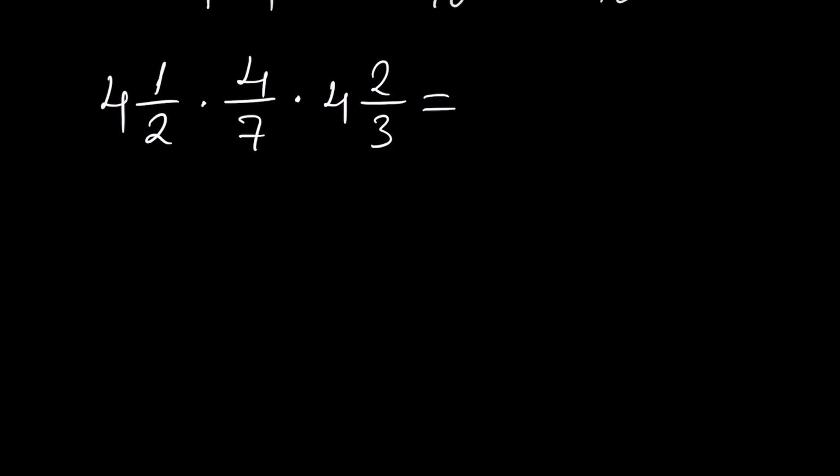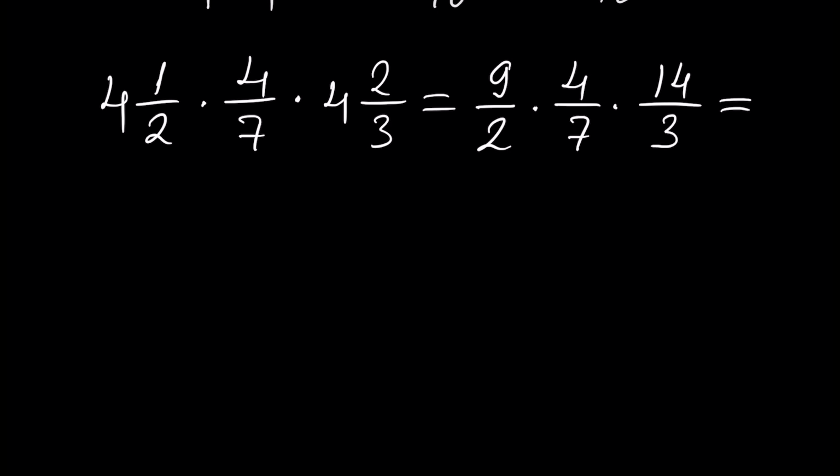The first will be 4 times 2, 8, plus 1, 9. 9 over 2 times 4 over 7 times 4 times 3 is 12, 12 plus 2 is 14, 14 over the same number, 3. Now we perform cancellation.